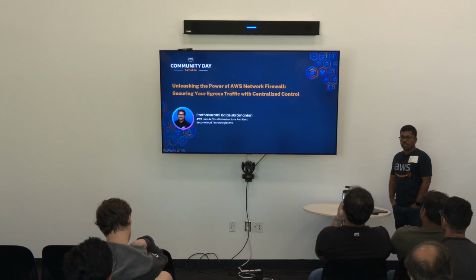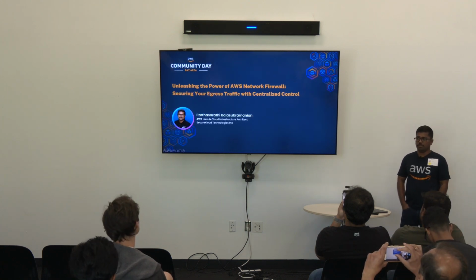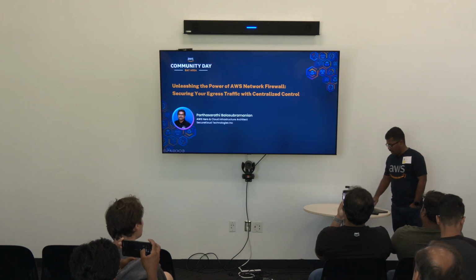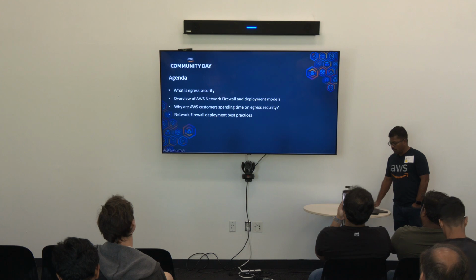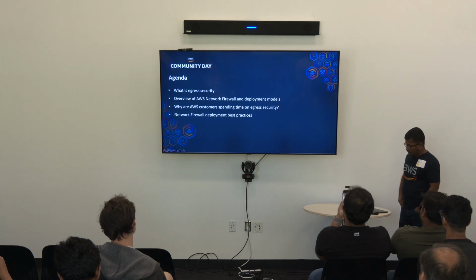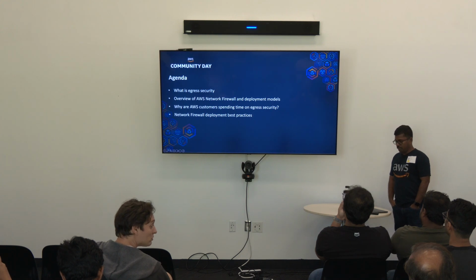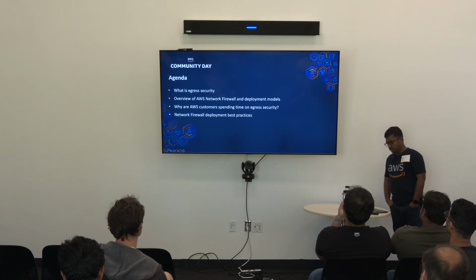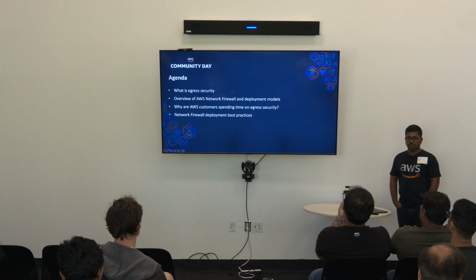Most of the time, customers protect their ingress traffic through WAF, Web Application Firewall, or some third party. But most customers are not protecting the egress traffic, so they don't have any control over it. So today we are going to talk about some of the agenda: what is egress security, an overview of AWS Network Firewall and deployment models, why AWS customers are spending time on egress traffic and why it is necessary, and a couple of Network Firewall deployment best practices.